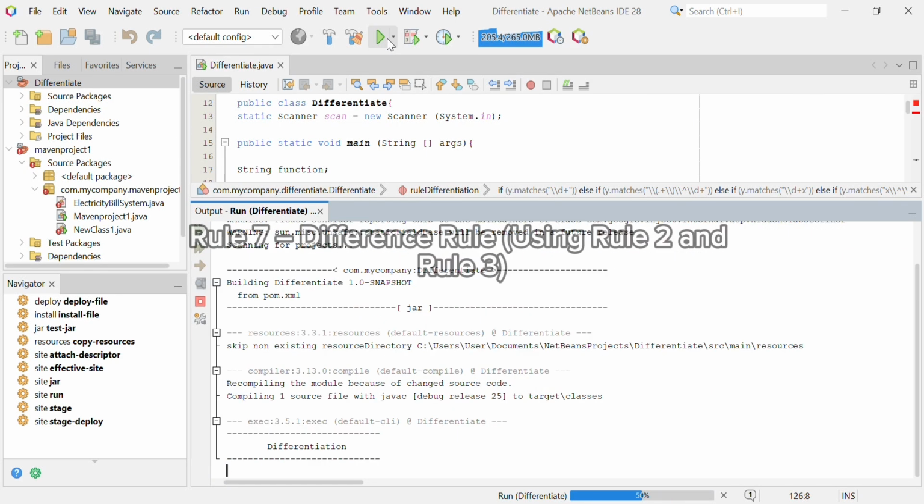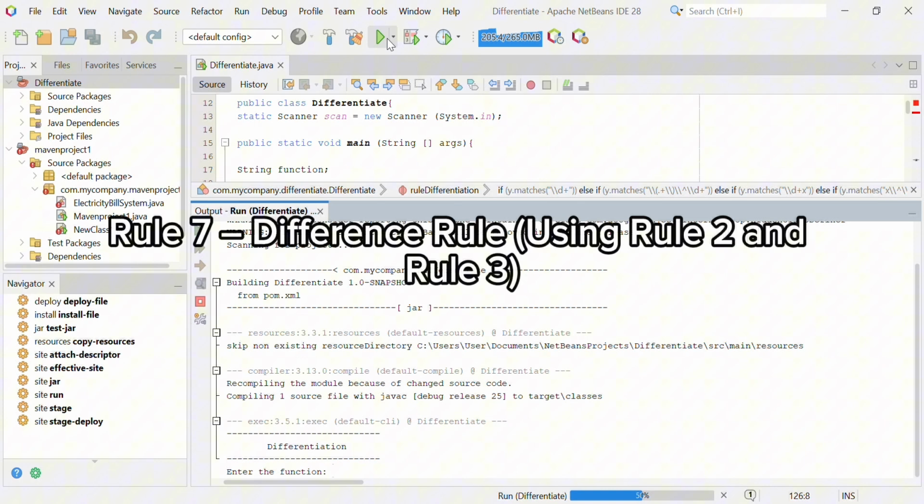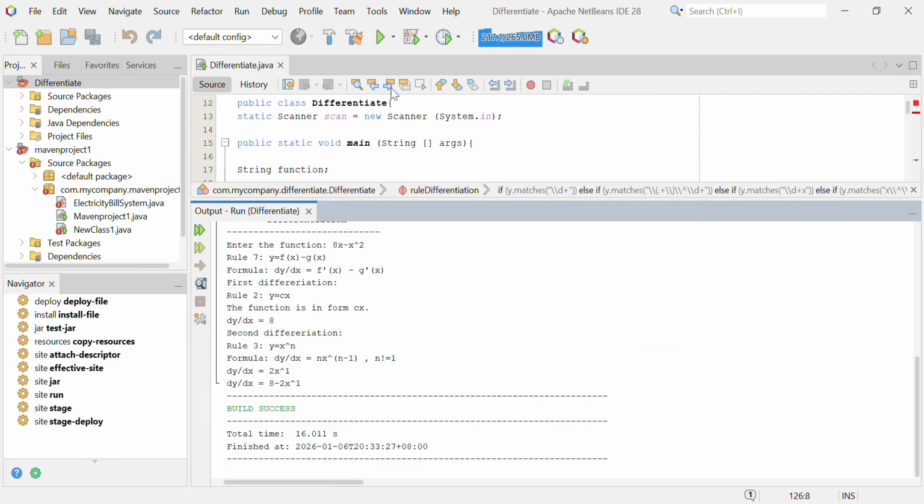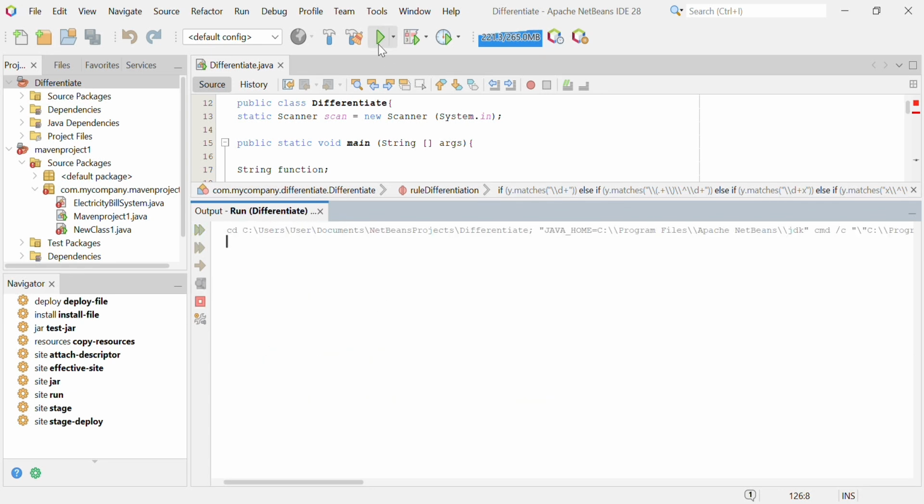Rule 7. Difference rule using Rule 2 and Rule 3. For the input 8x - x squared, the program detects a subtraction operation. The first term, 8x, is differentiated using Rule 2, while the second term, x squared, is differentiated using Rule 3. The derivatives are then combined by subtraction, resulting in dy/dx = 8 - 2x.